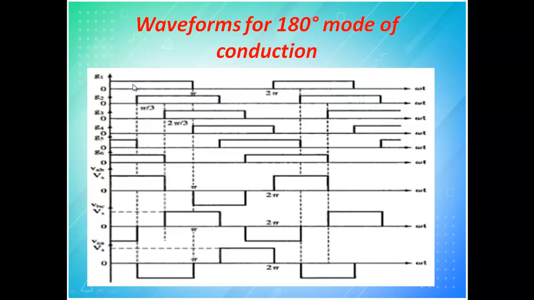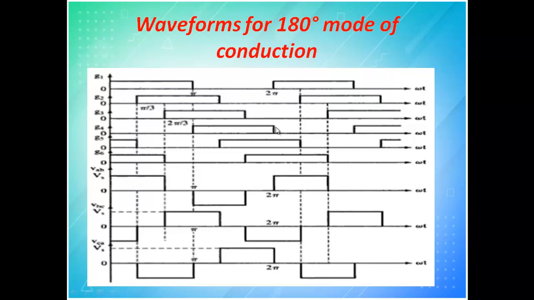So the first switch will be in conduction for 180 degrees. Second switch, just 60 degree delay. Again it should go for 180. Then the third one is 60 plus 60. That is the delay. Then you will start. That will go till 180 degrees. Then comes the next, third 60, 60, 60, 360. Then you will start. It will go to 2 pi.